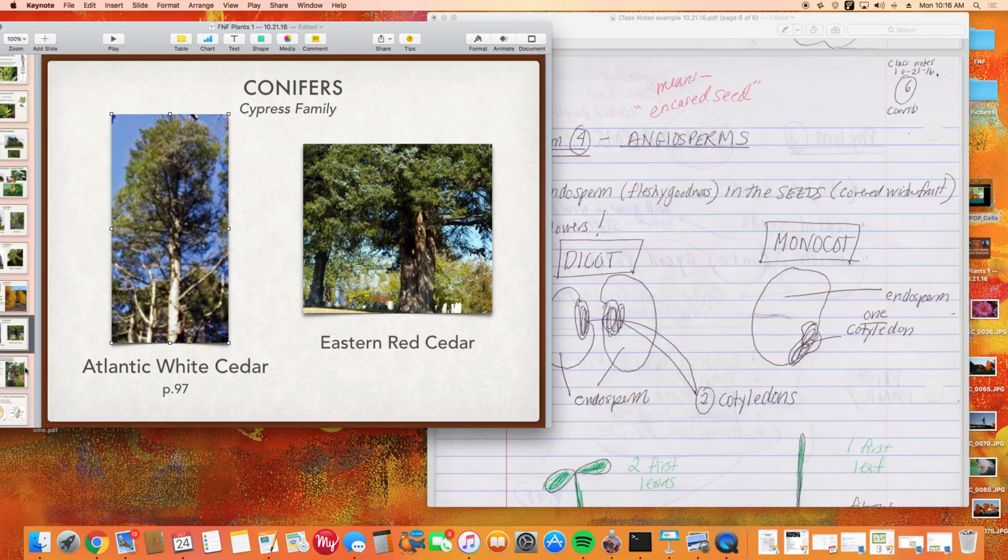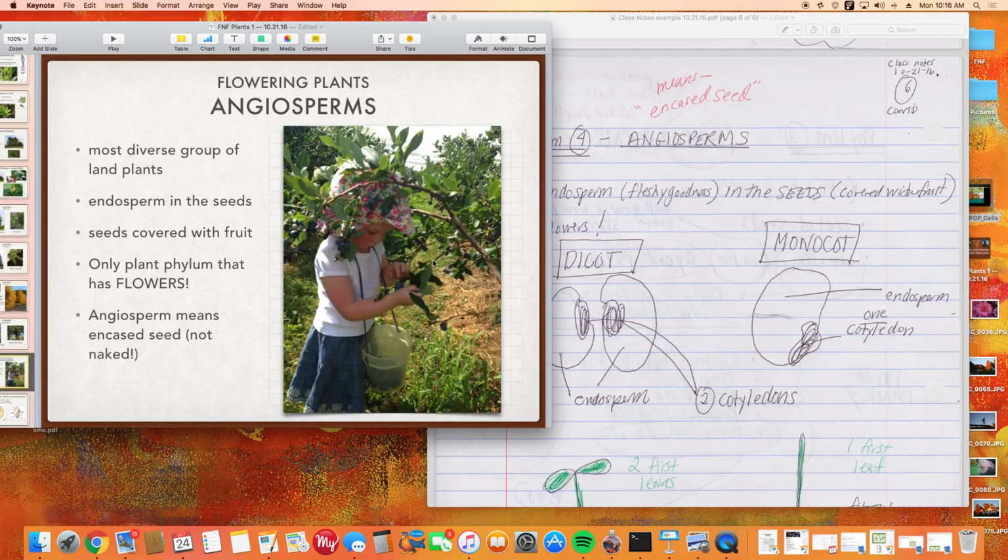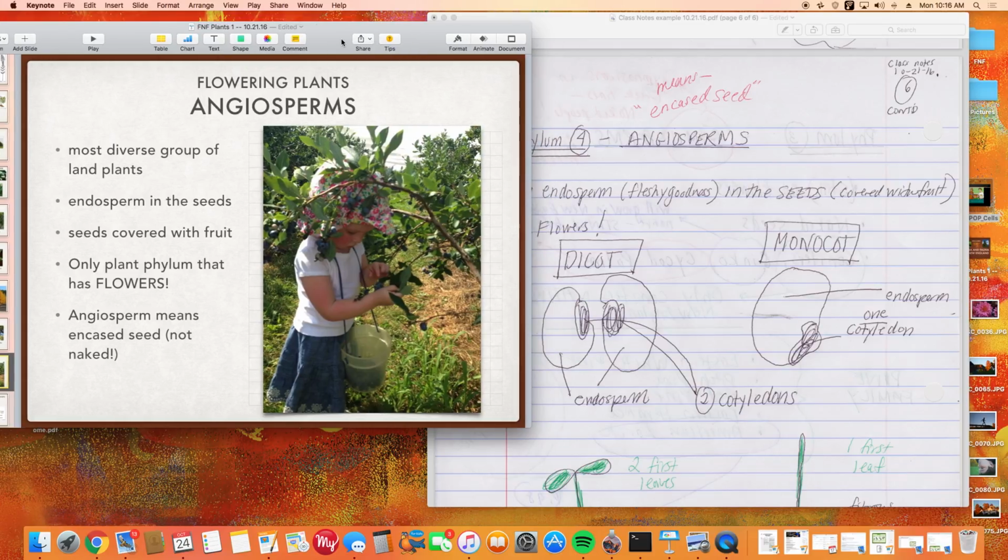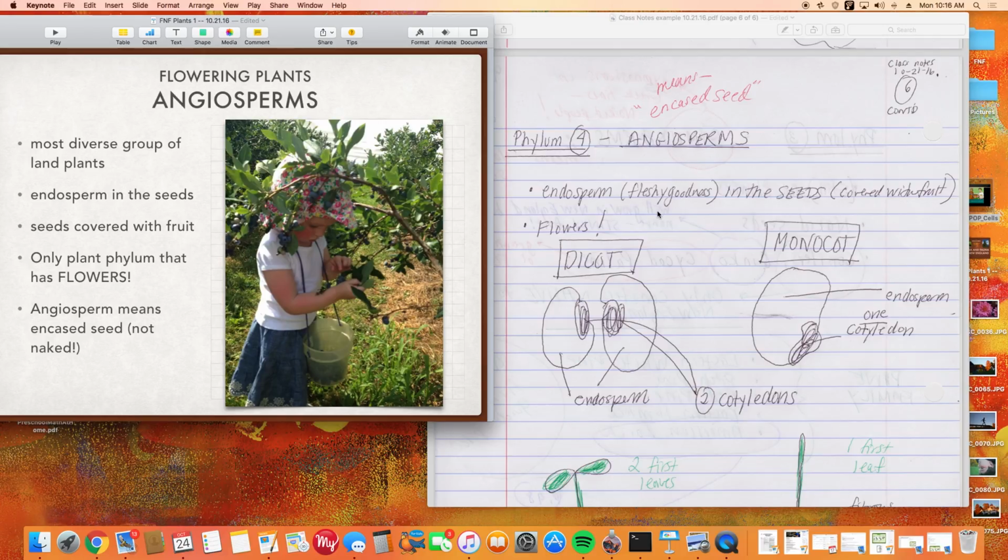Okay. Phylum 4, angiosperm. So moving on. Here's the cute little girl. I'm a little partial to this one, right? She is picking blueberries from a highbush blueberry, which is an angiosperm. It's the most diverse group of land plants. There is endosperm. Now, that's not fruit. Endosperm isn't fruit, okay? Endosperm is in the seeds, and those seeds that have the endosperm are also covered with fruit, okay?